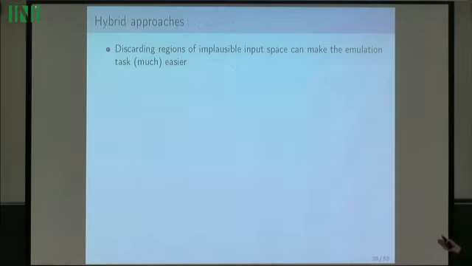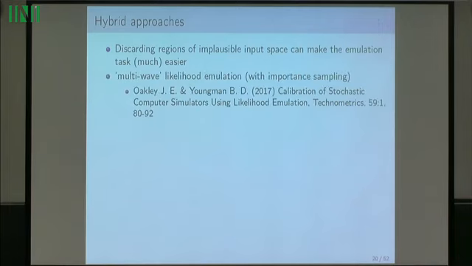And then there are hybrid approaches, where certainly when you discard parts of the space, it makes your emulation problem easier. So what some of us have done is try to use these ideas, but more in a likelihood framework. So we emulate a likelihood and then sample from the posterior with importance sampling.